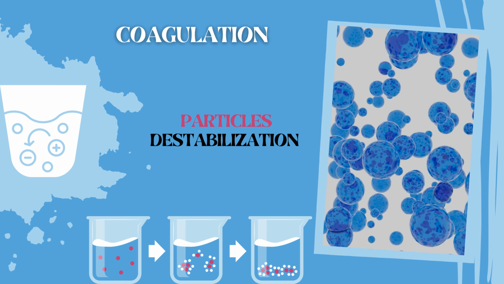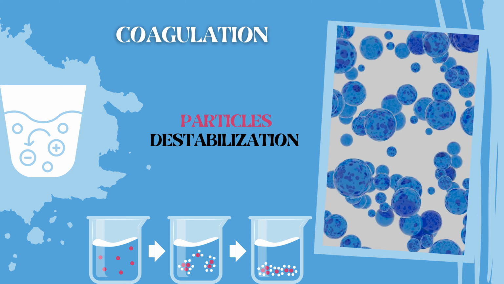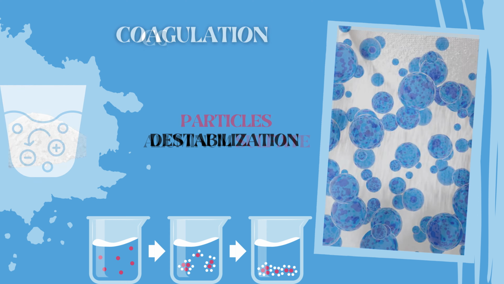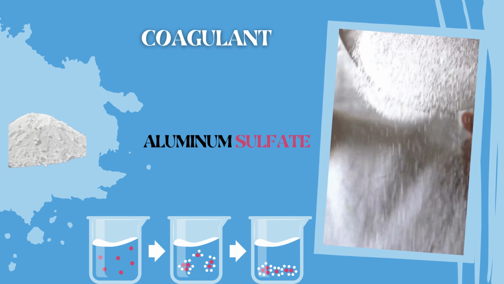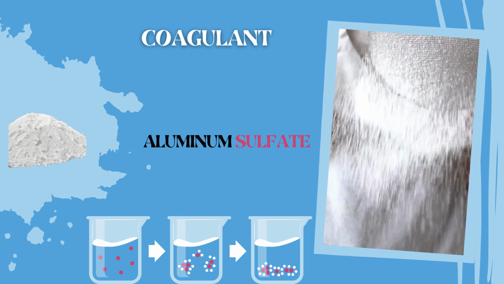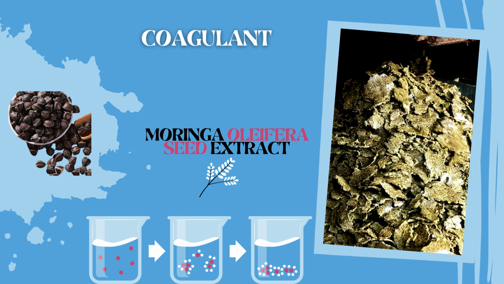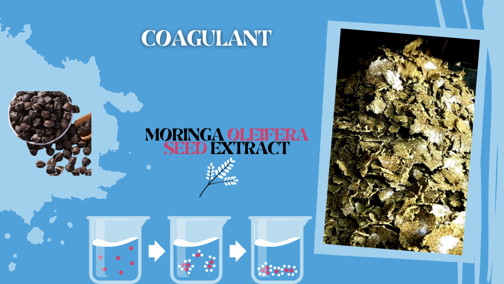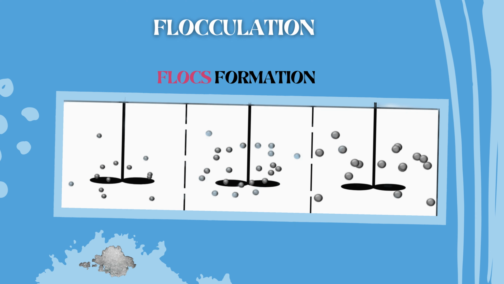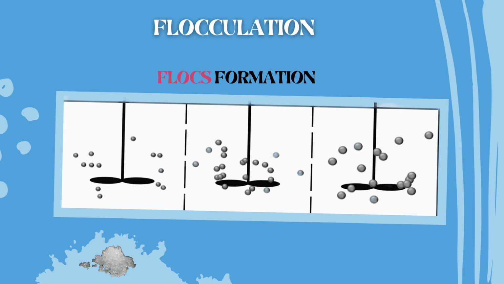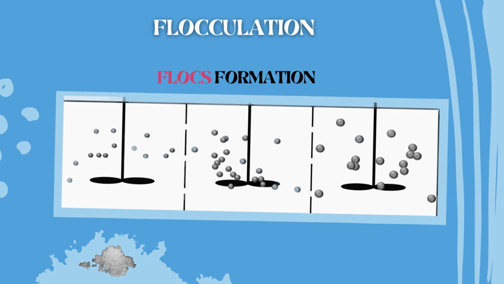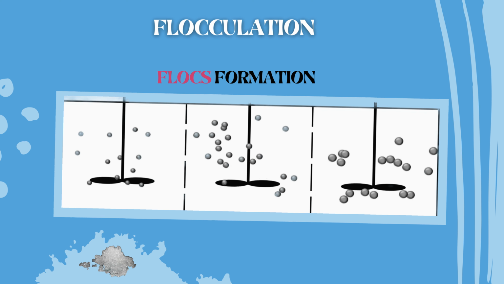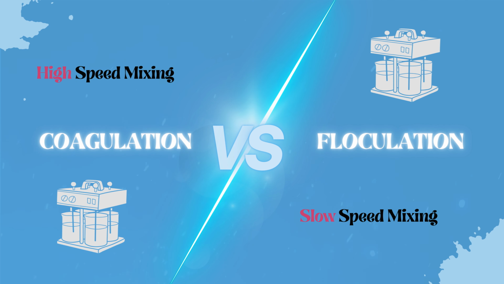Let's delve into coagulation, where particles in water are destabilized to improve clarity. Aluminum sulfate is a powerful coagulant in water treatment, widely used worldwide. In regions like Africa, Moringa oleifera seed extract is a natural alternative, often employed in low-income countries. Moving on to flocculation. Flocculation is a process focused on making particles thicker, bonding them together, giving them time to gather. Coagulation acts quickly, while flocculation proceeds at a gentle pace, highlighting the difference in speed between the two processes.